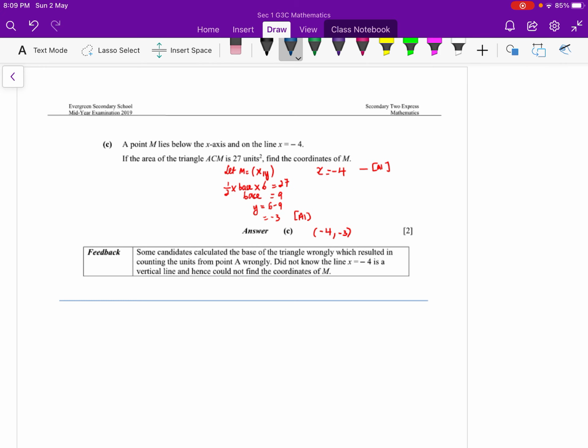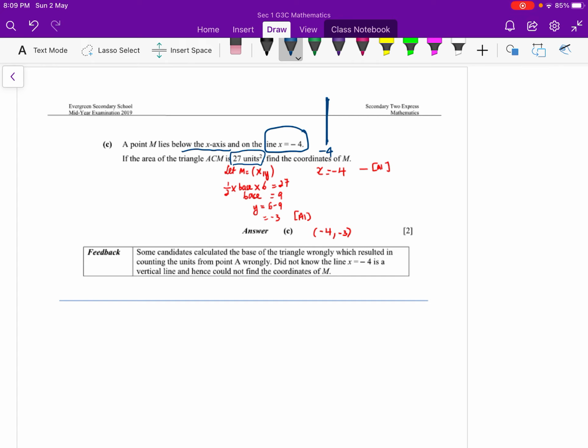So next portion, they say M lies below the x-axis and on the line x equals negative 4. So x equals negative 4 refers to a vertical line that has the x coordinate of negative 4. It's like a block, negative 4. So we need to find where this line is on the graph, and they gave you another clue that it lies below the x-axis. Then they further tell us that the area of the triangle ACM is 27 square units. So find the coordinates of M.